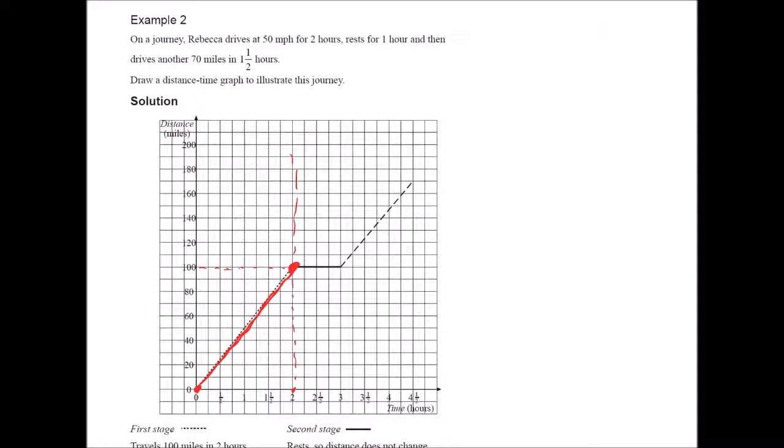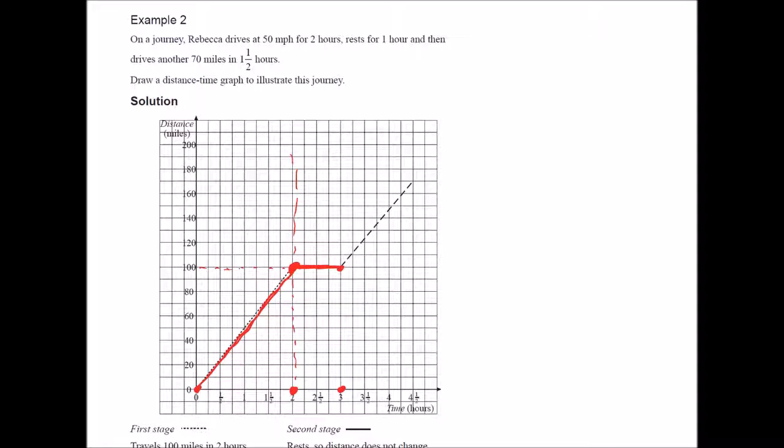Okay, the second stage is a rest stage, and as we already said, a horizontal line means rest. We're not going to be moving from that 100 miles distance away from our start point. We're doing that for an hour. So if we were at 2, we're now going to be at 3, and you can see it's got to be a flat line there. No problem at all for that.